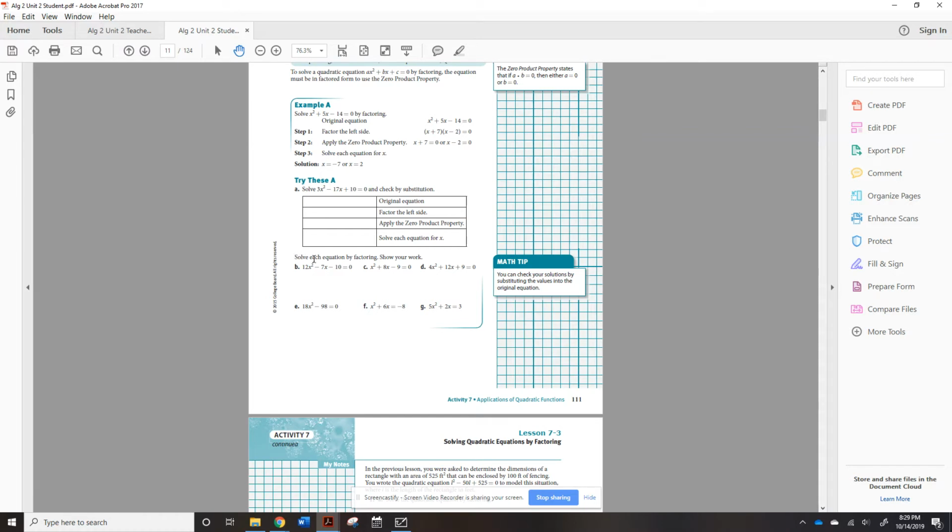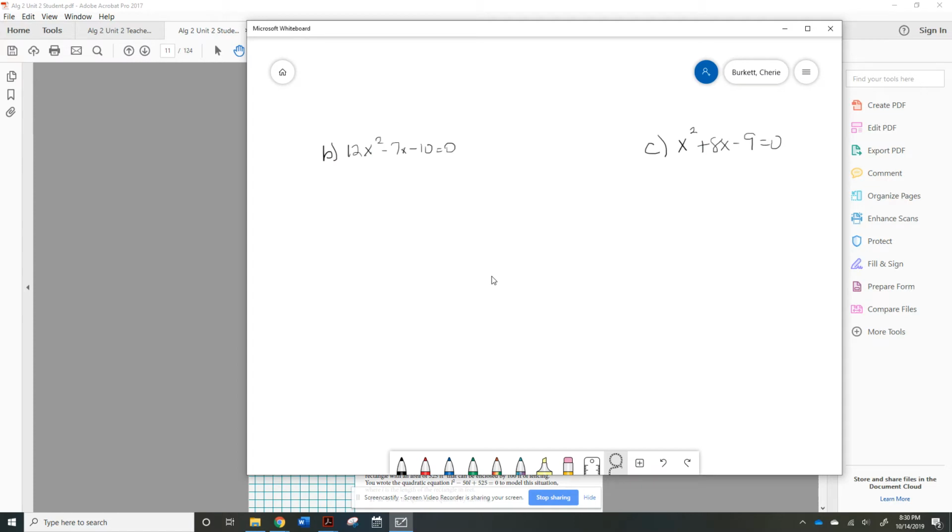It says solve by factoring. And we can solve only because we have an equal 0. Last time, all we could do was factor it. So now that it's equal to 0, we can now solve it. And we're going to solve by factoring.